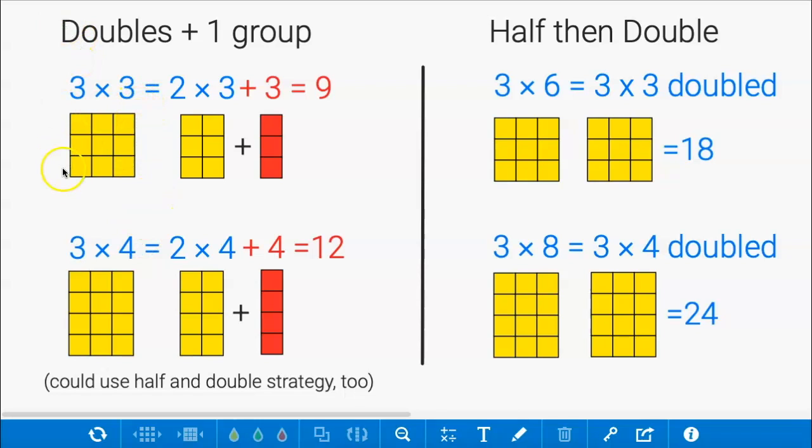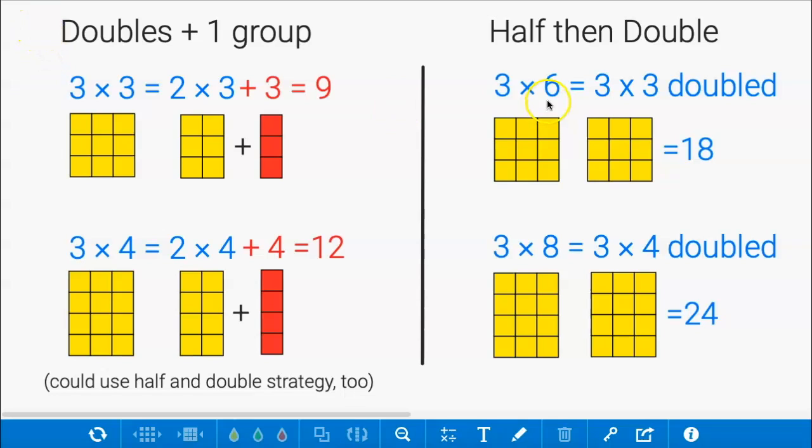3 times 3 is also a unique type of fact called a square. A square is just a number that is multiplied by itself. And we can see that whenever we have an array of a square number, 3 by 3 in this case, it makes a square. And we're going to talk about that a little more in another video.